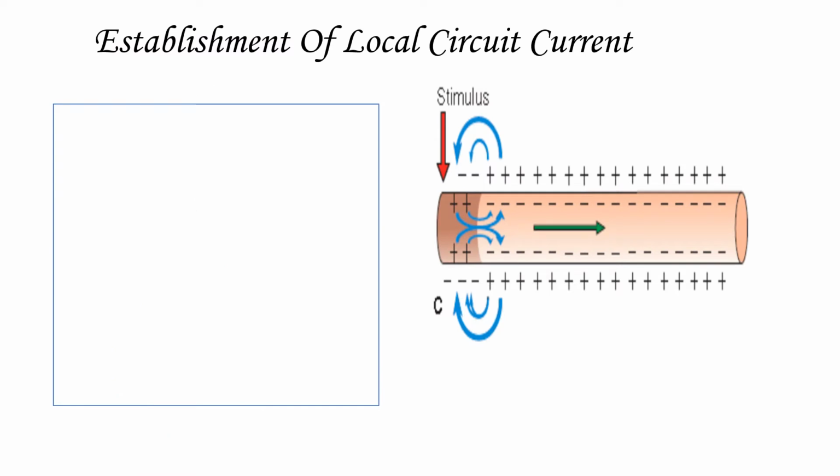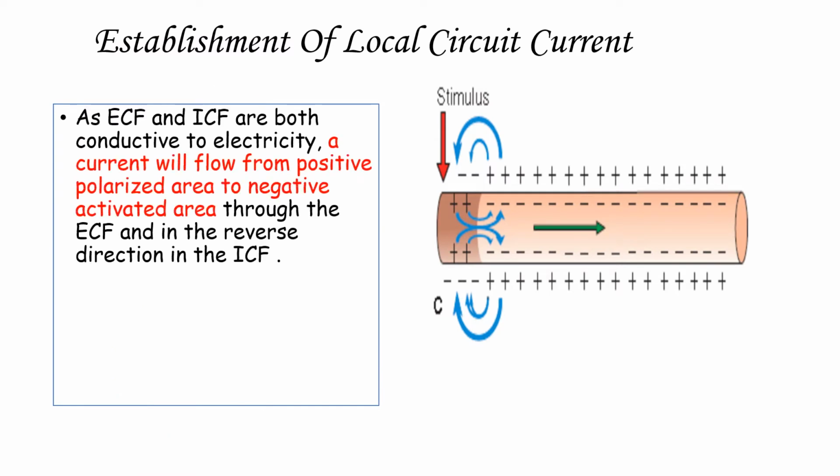The first is the establishment of the local circuit current. Once the membrane has been depolarized, we know that both the extracellular fluid and the intracellular fluid are conductive to electricity. So a current will flow from the positive polarized area to the negative activated area through the extracellular fluid, and a reverse direction is followed in the intracellular fluid. Look at this figure. You can see the directions are reversed, clockwise and anti-clockwise, for the intracellular fluid and the extracellular fluid.